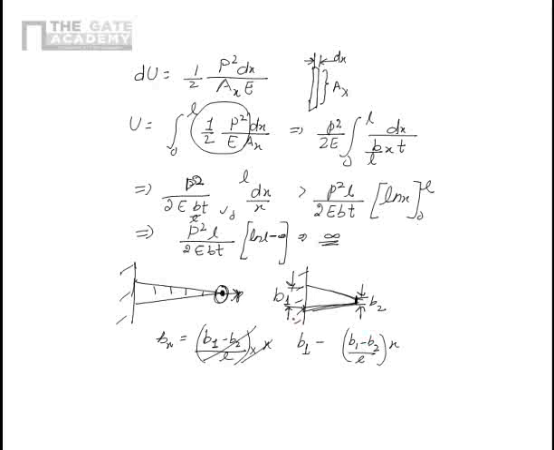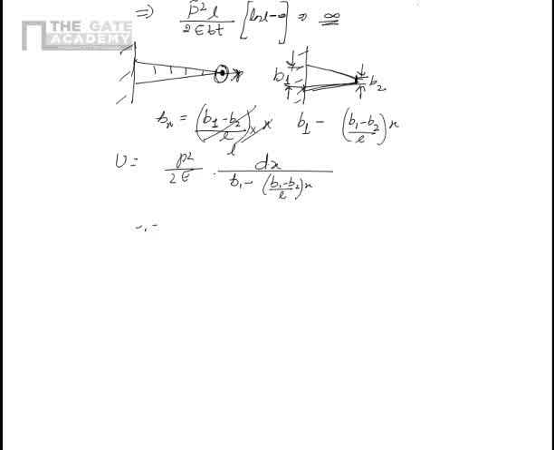So if we feed in this value in the equation, we get U is equal to P square upon 2E integral of dx upon b1 minus b1 minus b2 by L into x. That's the equation. So now it's easy to solve this, but we have to do one transformation, which is nothing but, we just say it is y, some quantity y. So dx is nothing but, or rather I'll just say, minus b1 minus b2 upon L into dx is equal to dy.